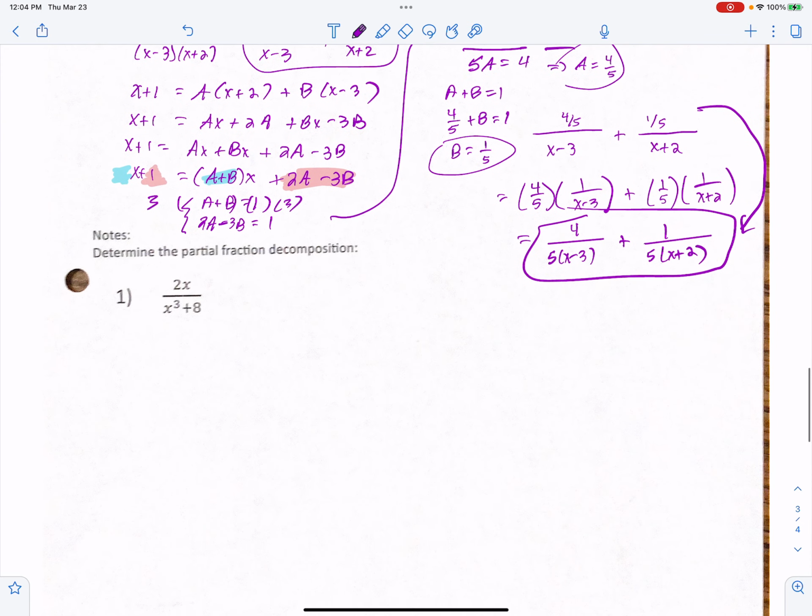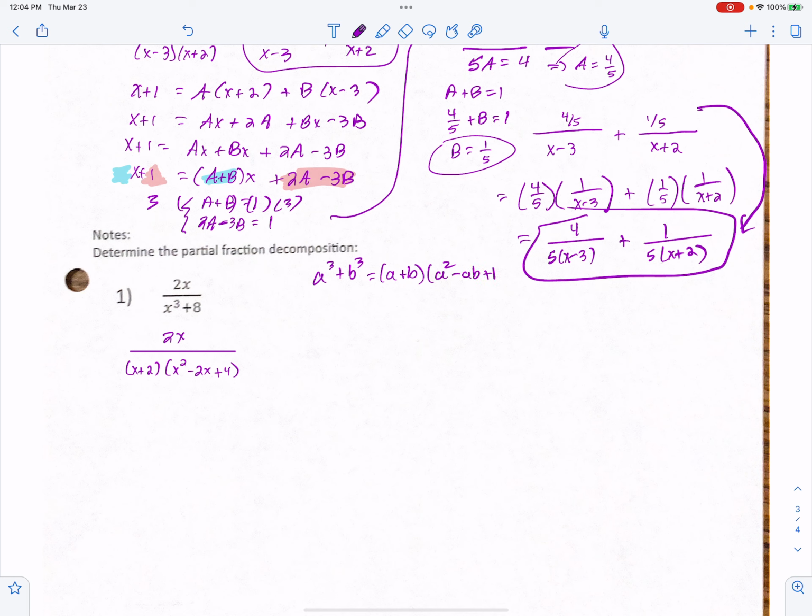All right, so for example here, you're going to factor the denominator. And that x cubed plus 8 is a sum of cubes. It factors x plus 2, x squared minus 2x plus 4. Just a reminder, a cubed plus b cubed factors into a binomial times a trinomial that has the opposite sign. And it's not a 2ab in the middle, it's just a minus ab there. That is how you factor a sum of cubes. We expect that you know that.